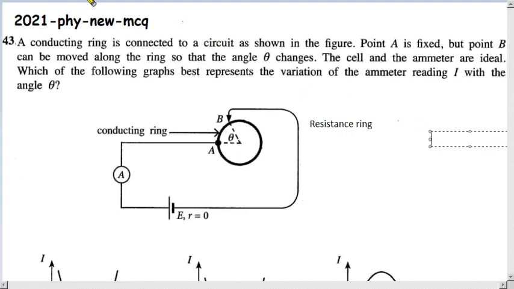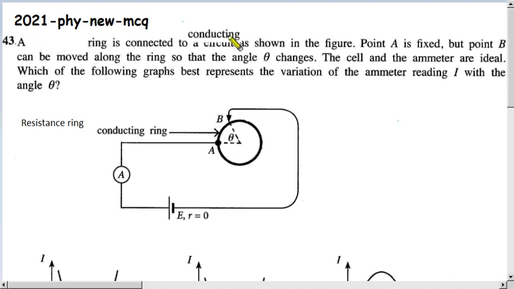So children, therefore I change that word, because when there is a wrong word, conducting is wrong. It should be a resistance ring, a ring with certain resistance. So here also it should be like that.